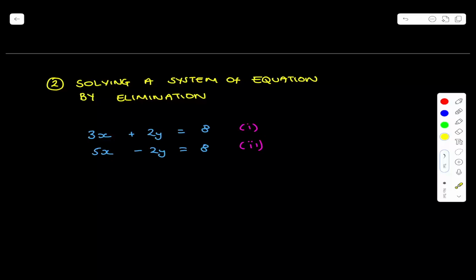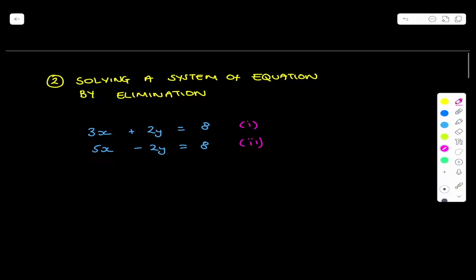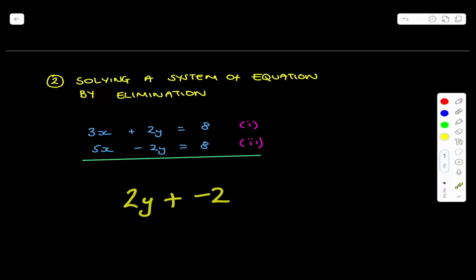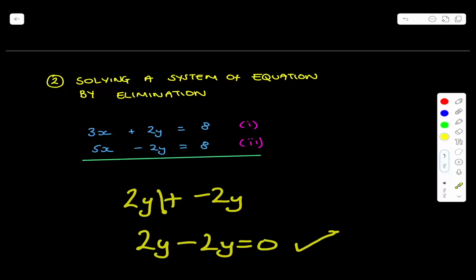So let's do that. So then you're going to ask yourself, how would I eliminate the y's? So we've got 2 and then -2. If you add these two, that eliminates them, right? Because if you have 2y plus -2y, that's basically 2y take 2y, which is 0, which eliminates the y. So we're going to add them, because when you add them, it simplifies to 0.